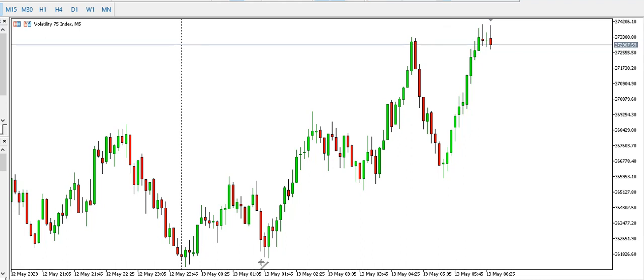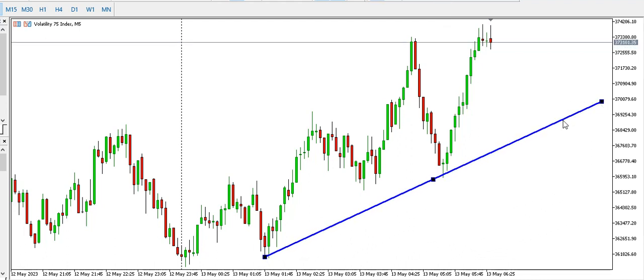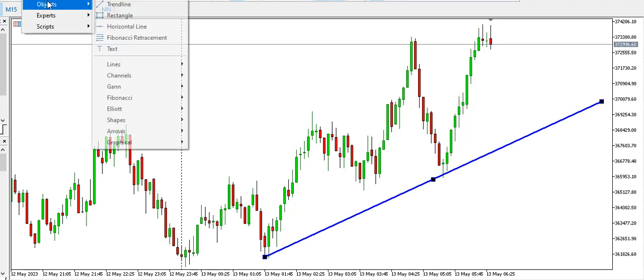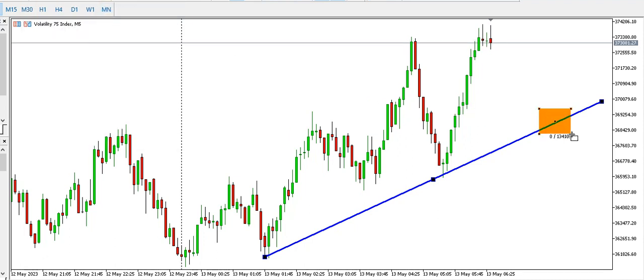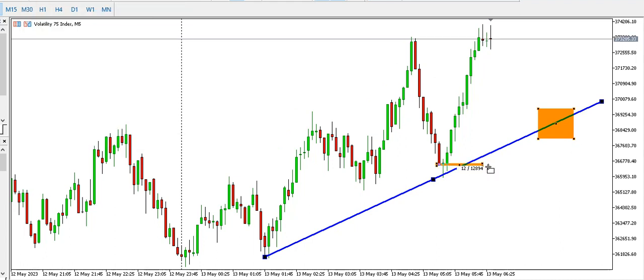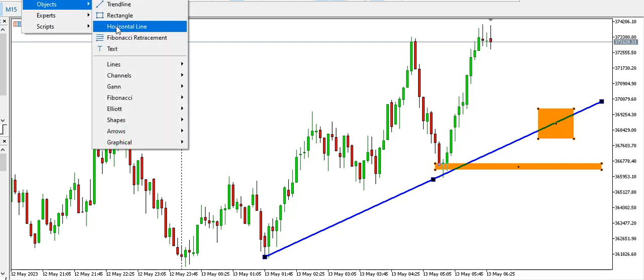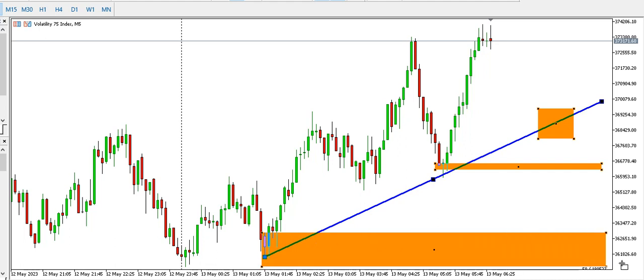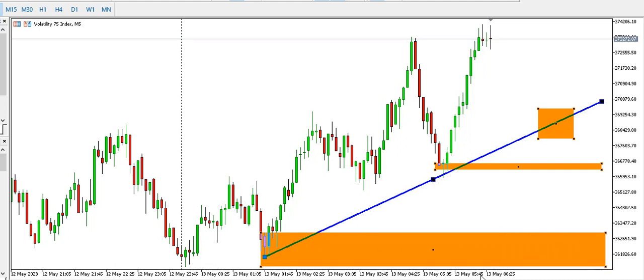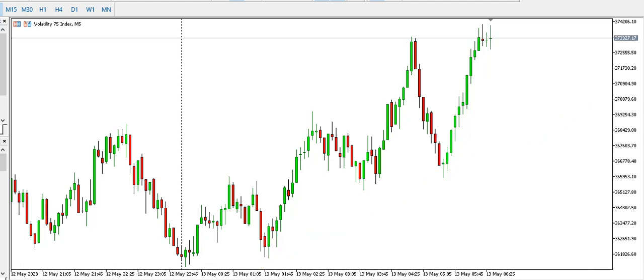But the moment this trend line is broken, you start looking for selling opportunities. If it's broken around here, start selling. You can sell up to this point, and you can sell up to this point. These are the other blocks. All right, so that's that for our Volatility 75 index.